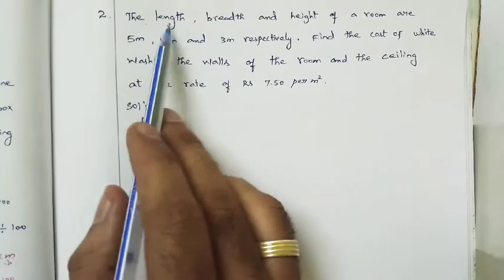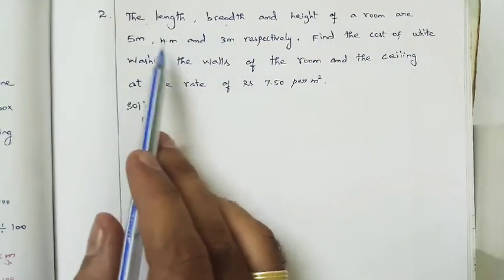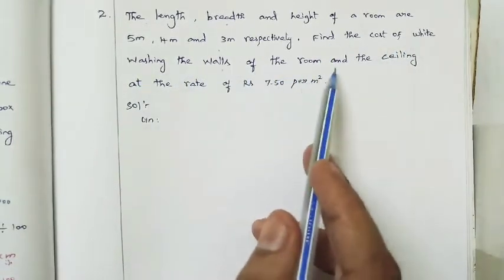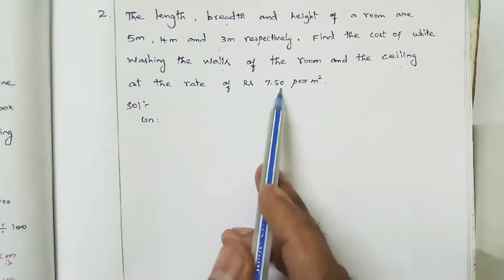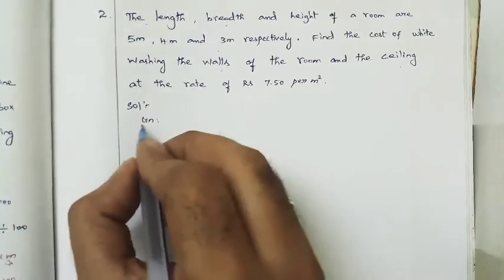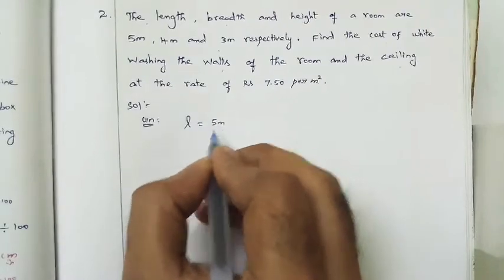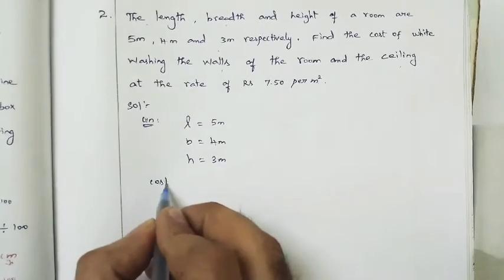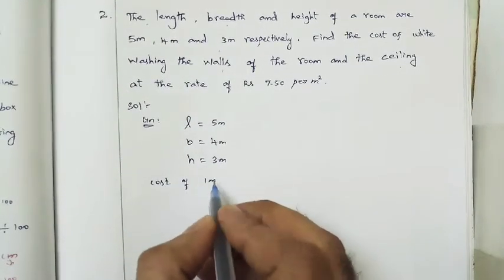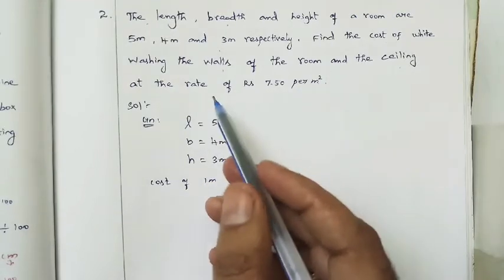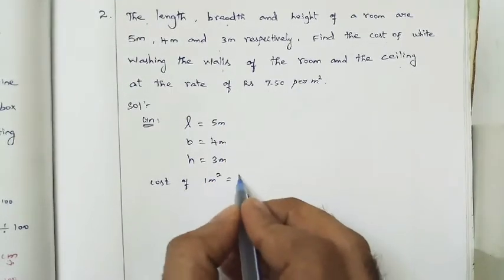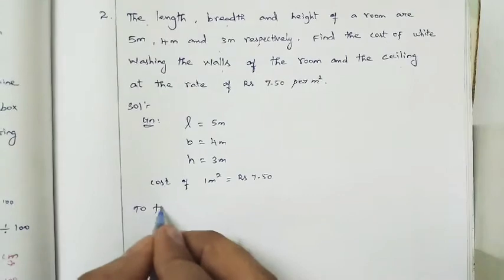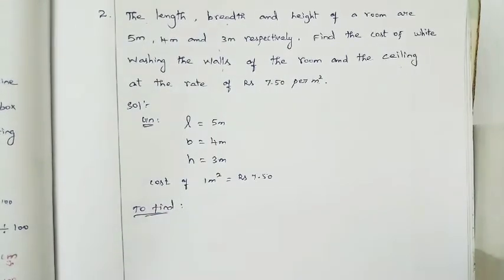Sum number 2. The length, breadth and height of a room are 5 meter, 4 meter and 3 meter respectively. Find the cost of whitewashing the walls of the room and the ceiling at the rate of rupees 7.50 per meter square. So what is given? Length is 5 meter, breadth is 4 meter, height is 3 meter, and the cost of 1 meter square is rupees 7.50. Now what we want to find is the cost of whitewashing.